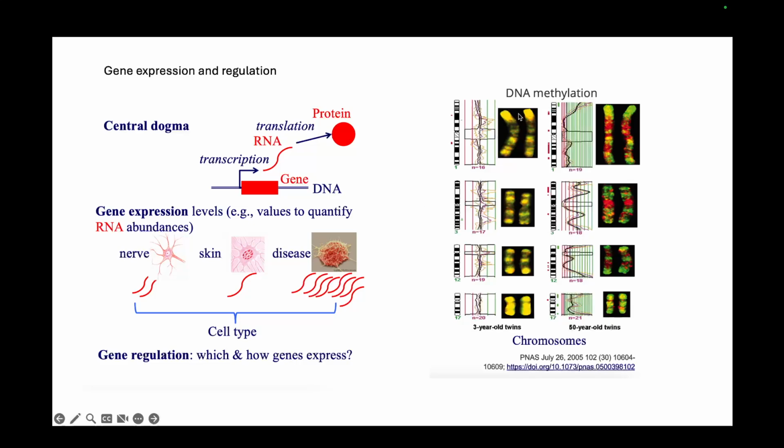So, this is one such example where these graphs are showing methylation patterns inside the DNA. This is an example showing the differences in DNA methylation pattern across a 3-year-old twin and a 50-year-old twin. Although they are twins, I can see they are distinctly different in terms of the methylation patterns in the DNA, which ultimately gives rise to different gene expression and distinct characteristics.